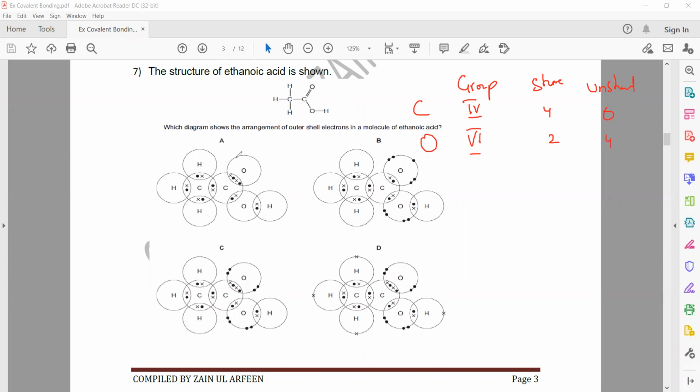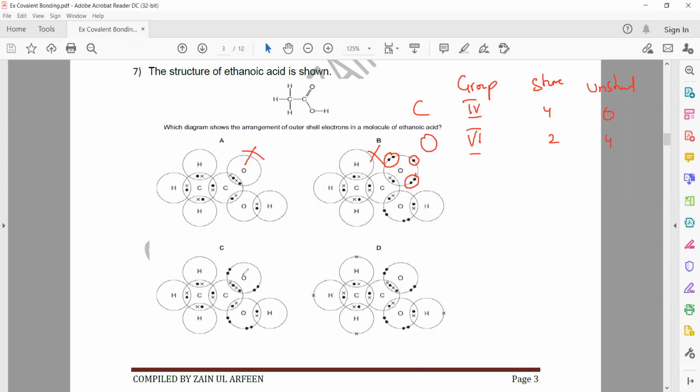Why are A and B wrong? You can see in A, oxygen does not have any unshared electrons. That's why when I look at A, I find that it is wrong. When I check B, how many unshared electrons are there? 2, 4 and 5. So B is also wrong, because it has 5 unshared electrons.